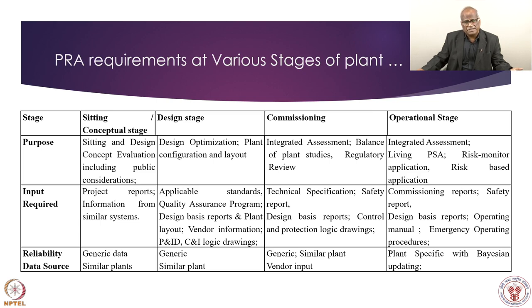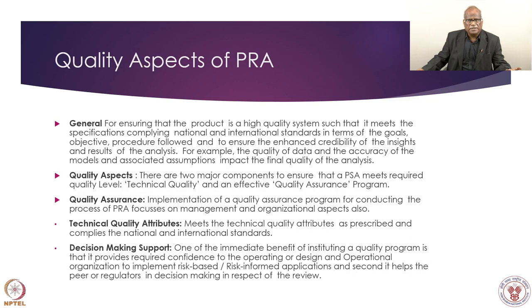And then there are some national and international criteria that changes should not be more than a certain percentage. So if it is less than that, then it has to be handled at a certain level internally, or even if required, regulators can. But if it is more than that, definitely regulatory approval is required. So these kinds of things are there, and they provide a very elegant mechanism for ensuring plant safety. Now, quality aspects of PRA.